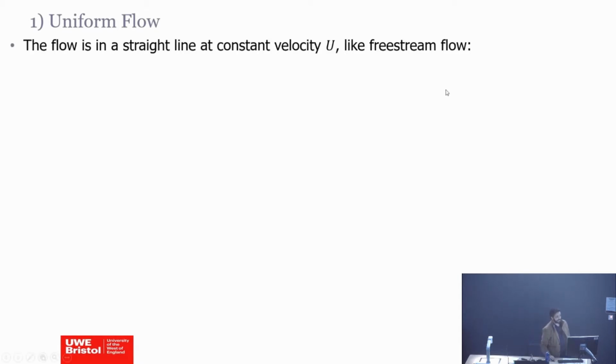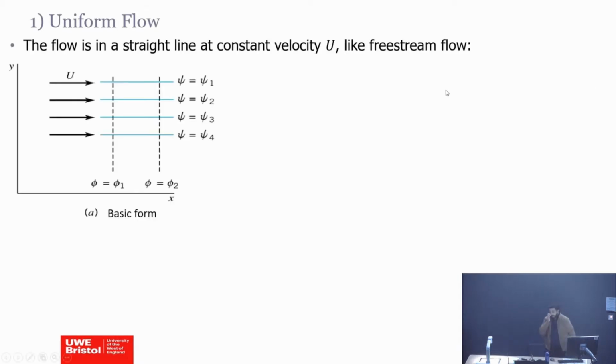Okay, so let's start with uniform flow. Now, uniform flow, we're all used to it, is basically the horizontal flow in one direction at a velocity capital U. We all know that. So that's kind of the basic flow that we all know. It's basically like free stream flow. So we all know what free stream flow is.